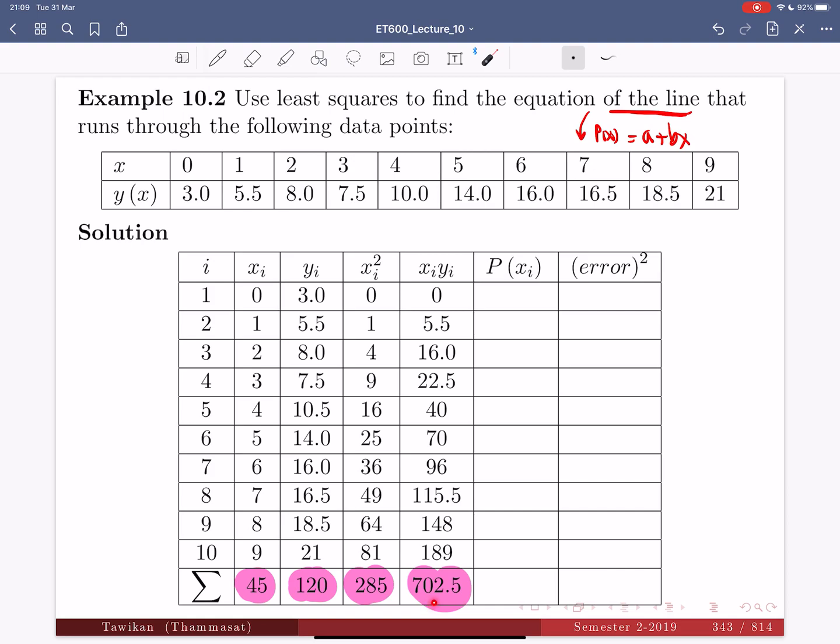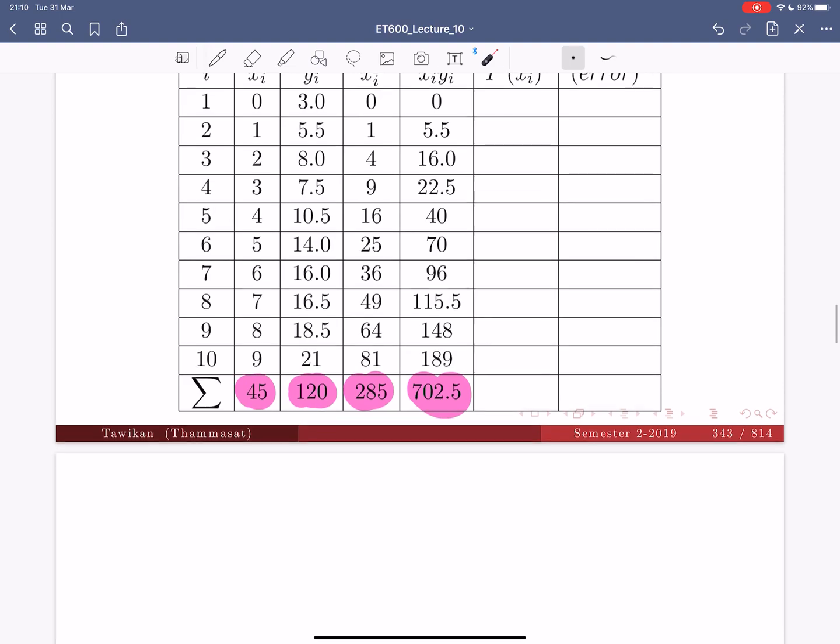I leave the other two columns blank because in order to get the approximate value of each xi by using that polynomial of first degree, we have to solve the system of normal equations first. And also to find the error squared, we have to get the error. The error is the difference between the true value, which is the column y, and the approximate value. So you cannot find the error square if you don't know the approximate value of each xi.